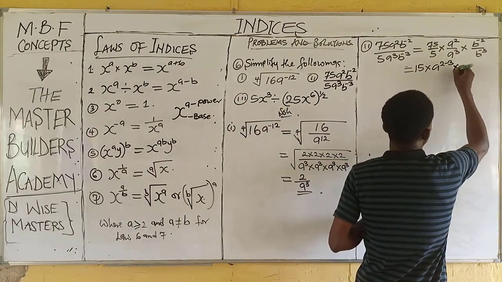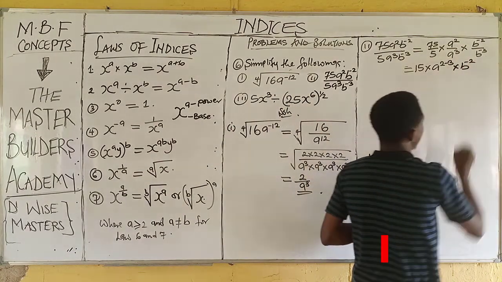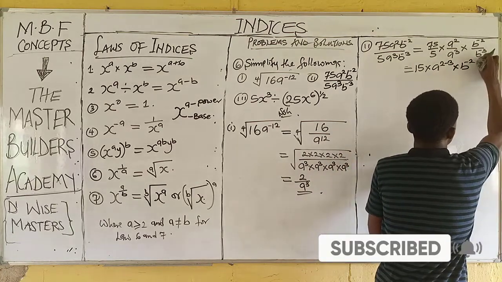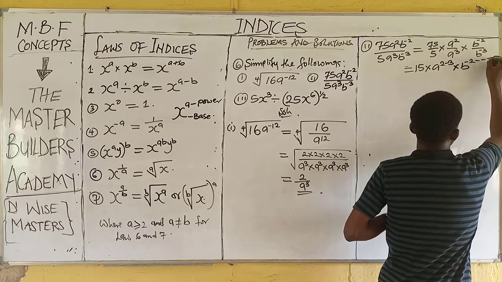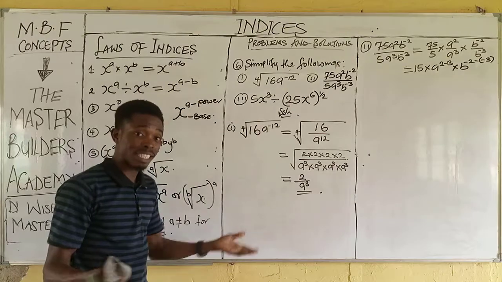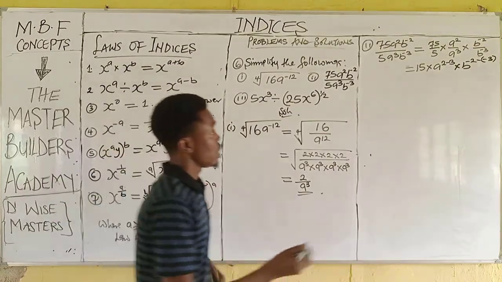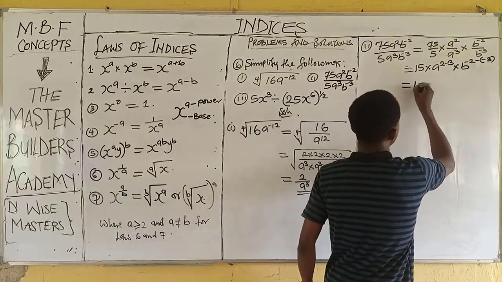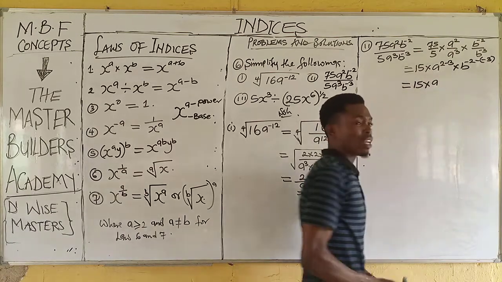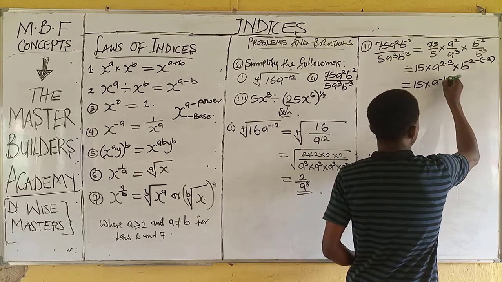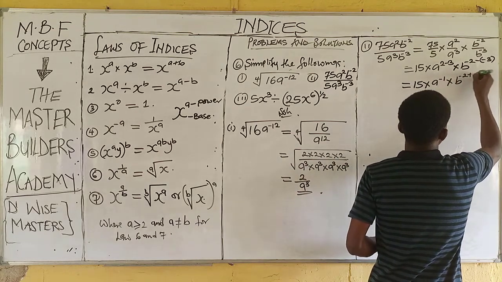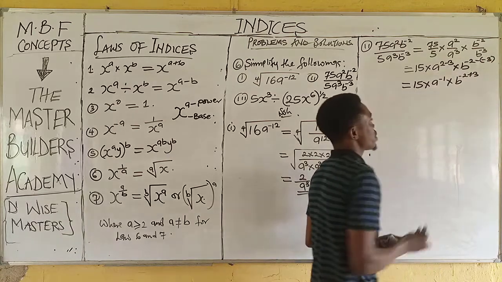Then for b, multiply by b raised to the power. The power at the numerator is minus 2 plus minus the power at the denominator because this is division. So minus 3. So we put this in bracket. Don't forget, that is the application of rule number 2. Then here we have 15 multiplied by a raised to the power 2 minus 3, which is minus 1. Then multiplied by b raised to the power minus 2 plus 3, because minus times minus is plus.